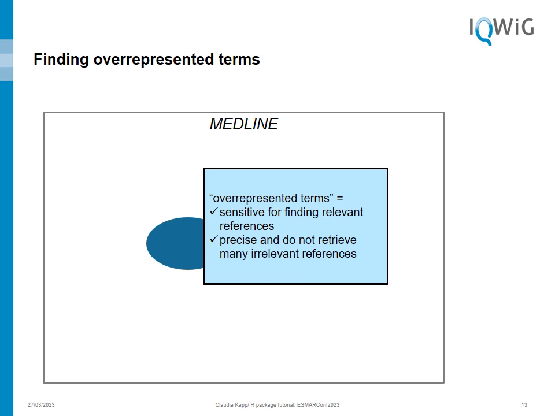It aims at identifying overrepresented terms, those terms that are sensitive for finding relevant references and that are also precise, so they do not retrieve many irrelevant references in the search result. Next up, I'll walk you through the workflow in the Shiny app of our package.